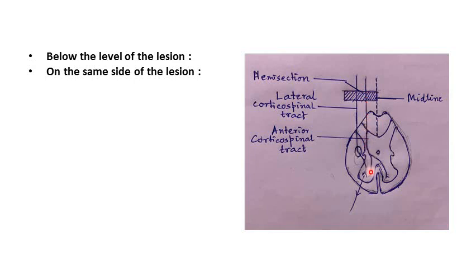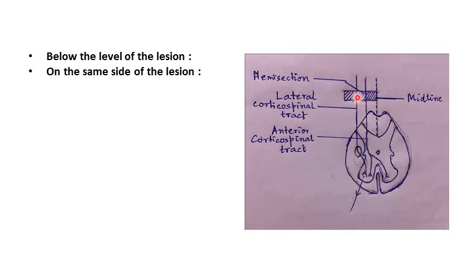Now remember, this anterior corticospinal tract supplies bilaterally. It supplies both sides, the medial side, and so when this anterior corticospinal tract is transected by the hemisection, in addition to the damage on the same side, there is also slight damage on the other side, which we will discuss later. So in addition to the motor loss on the same side, there is some degree of motor loss on the other side.